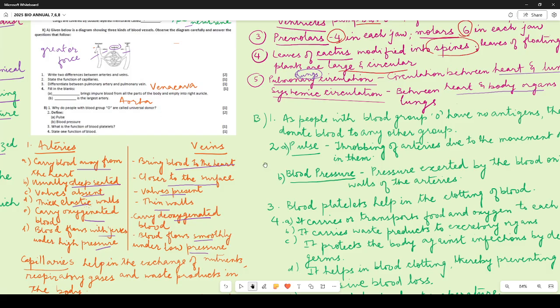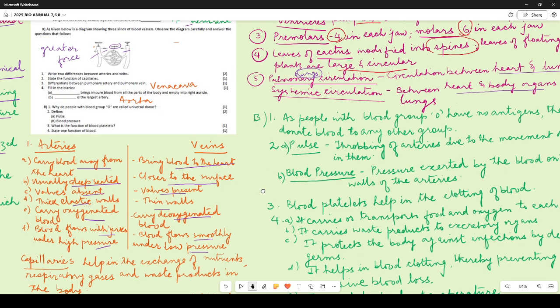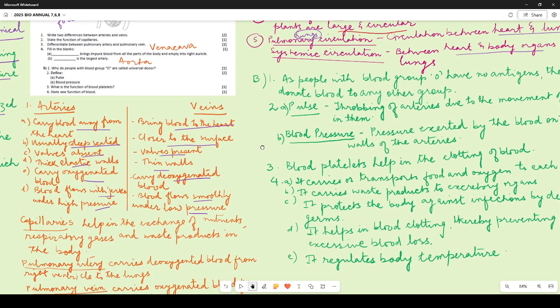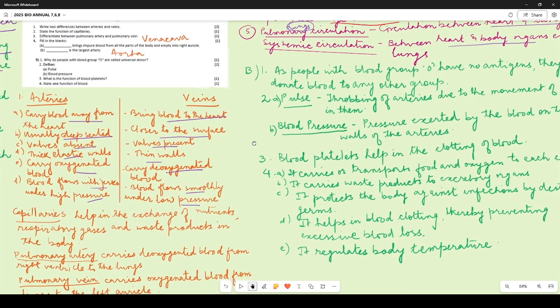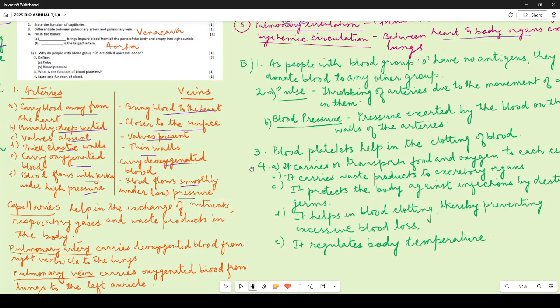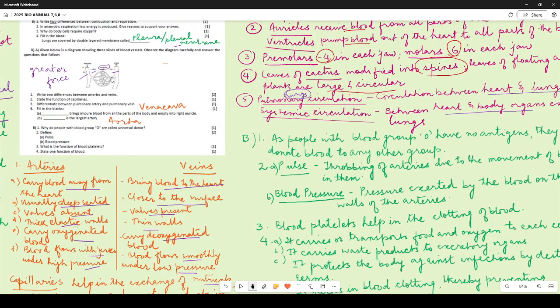State the function of capillaries. So what is the function of capillaries? Capillaries help in the exchange of nutrients, respiratory gases, waste products in the body. So capillaries are present in each and every cell. So you can see over here that the capillaries, they are the connection between the arteries and the veins.